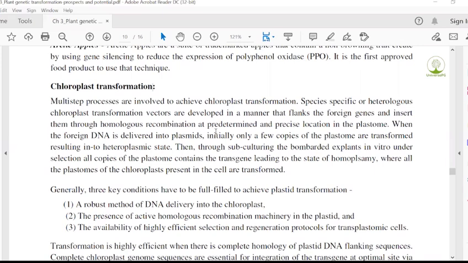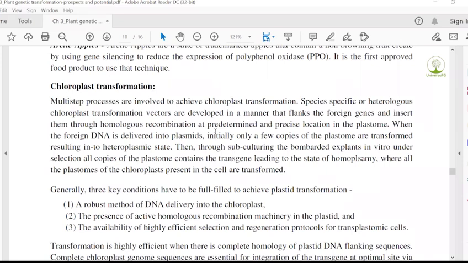Species-specific and heterologous chloroplast transformation vectors are developed in a manner that flanks the foreign genes and inserts them by homologous recombination at a predetermined and precise location in the plastome. So we can use other molecular biology techniques plus chloroplast transformation from one species to another species for the development of different types of desired hybrids, and also different types of species.